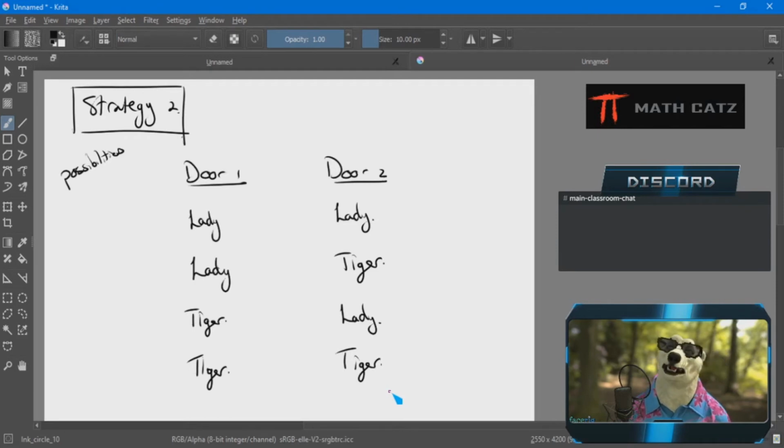And I really only have four different scenarios to investigate. That's not that much. I have enough fingers for four. So that's not overwhelming at all. So again, I'm listing them all, but these are completely different. Let's call them scenario. Scenario one, there's a lady behind each door.